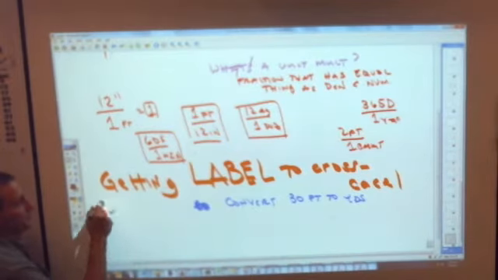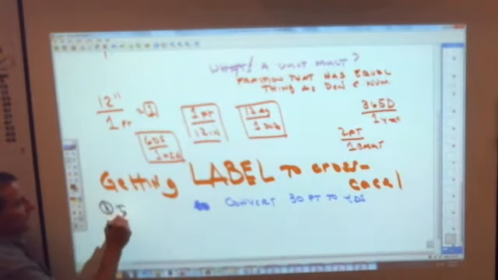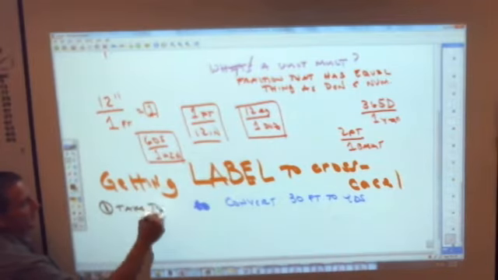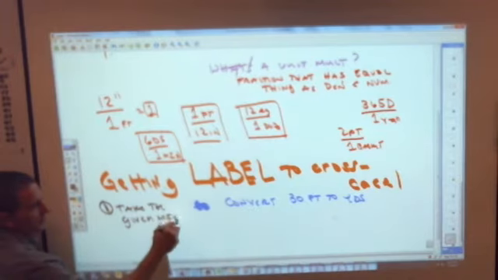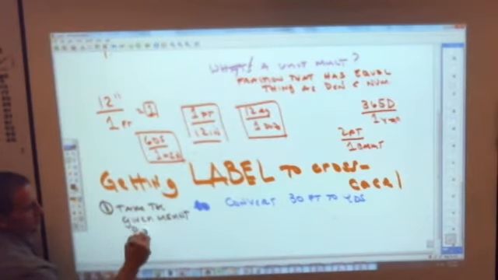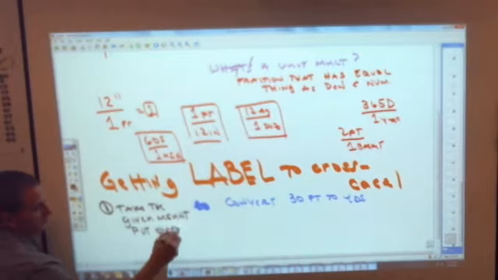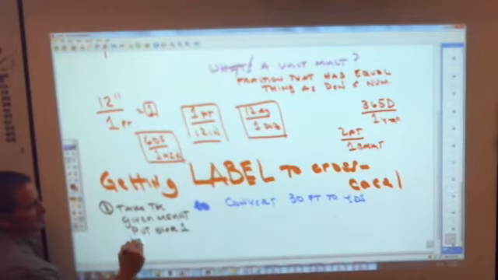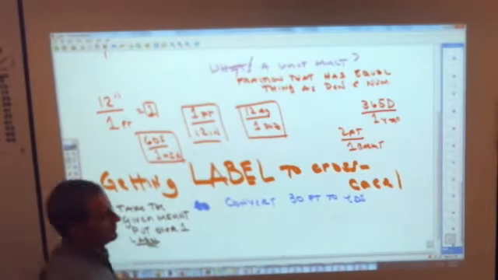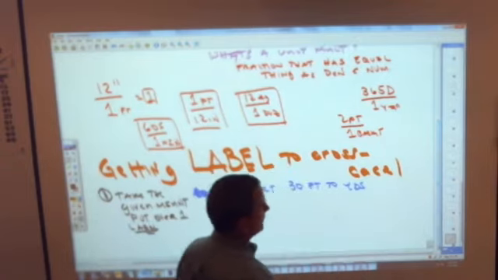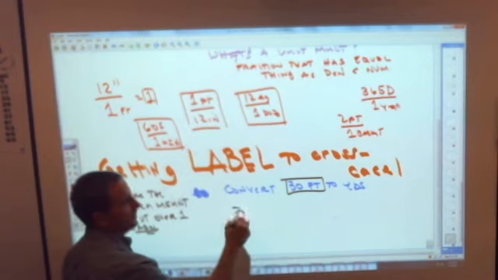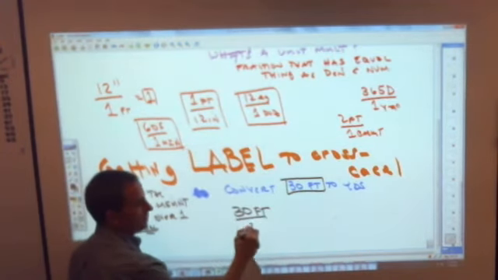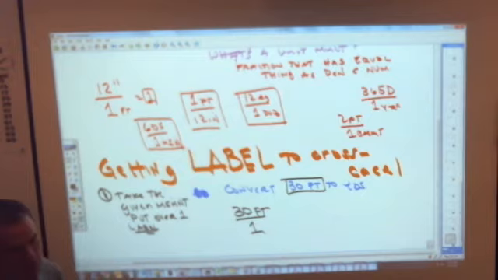Your step number 1 is you take the given measurement, the one that you know, and you put it over 1. And you must remember you need to keep its label. I know I am starting with 30 feet. I take 30 feet and I put it over 1. Tell me if that confuses you. I just made a fraction out of that.